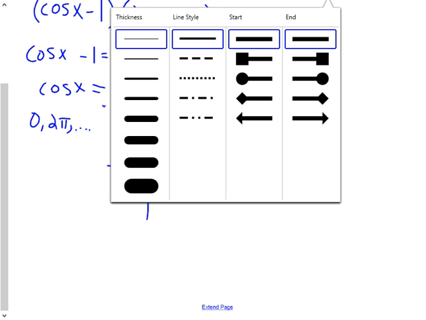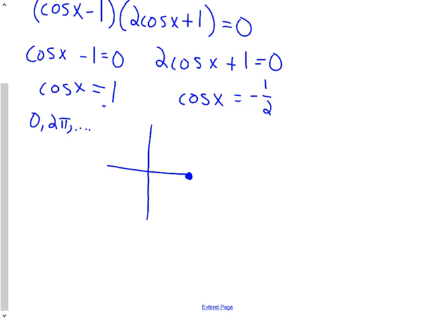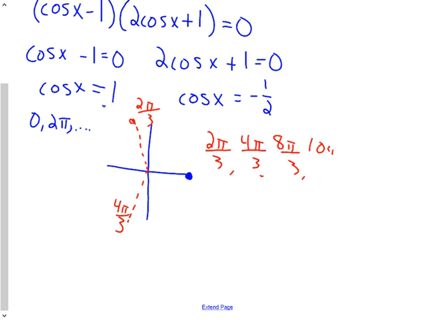Color code a little bit here. In red, our other side, minus half, is going to be like these, which would be, let's say, 2 pi thirds and 4 pi thirds, right? So 2 pi thirds, 4 pi thirds, 8 pi thirds, 10 pi thirds, right, by adding 2 pi, etc. So if I put both these sets in order, I can see if they have a nice kind of pattern to it.